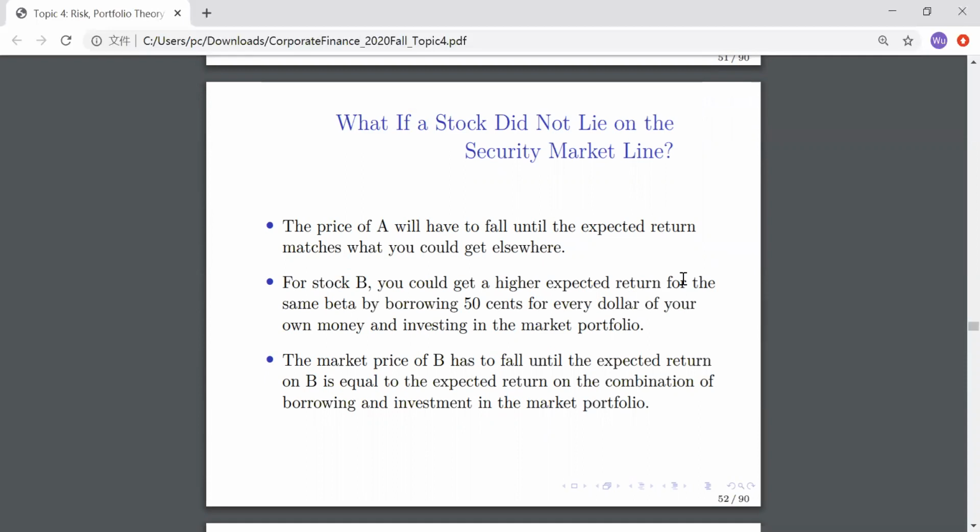We can get a high expected return for the same beta by borrowing 50 cents for every dollar of your money and investing in the market portfolio. Right? So this is basically an arbitrage opportunity. Without taking more risk, you can achieve a higher return. That's why it's a risk-free arbitrage opportunity.